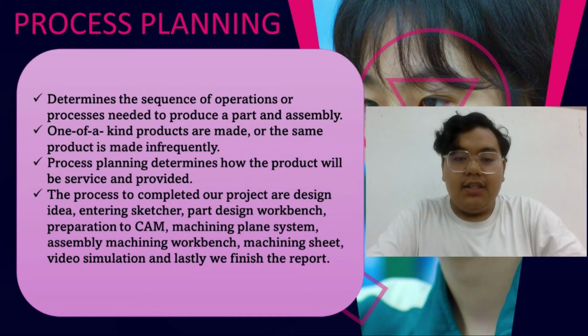Firstly, it determines the sequence of operations or processes needed to produce a part and assembly. Next, one-of-a-kind products are made, or the same product is made infrequently. Next, process planning determines how the product will be serviced and provided. Lastly, the processes to complete our project are: design idea, entire sketches, part design workbench, preparation to CAM, machining plan system, assembly machining workbench, machining sheet, video simulation, and lastly we finish the report.